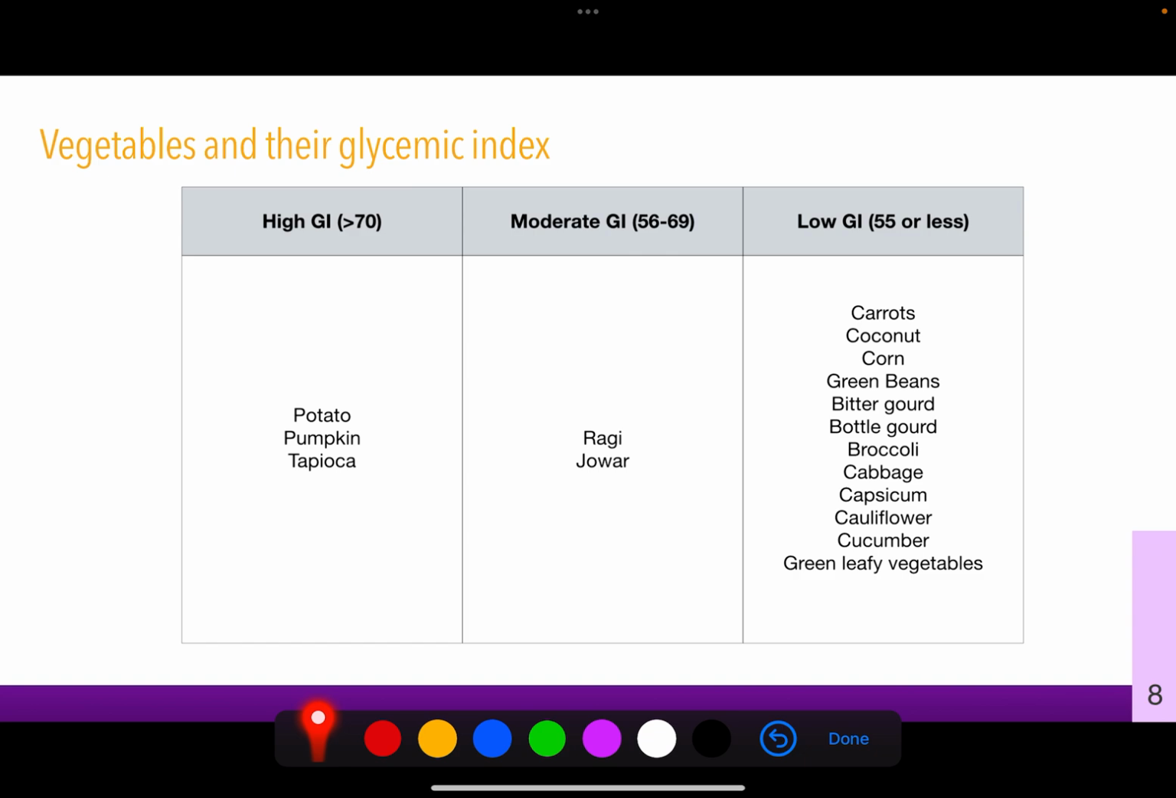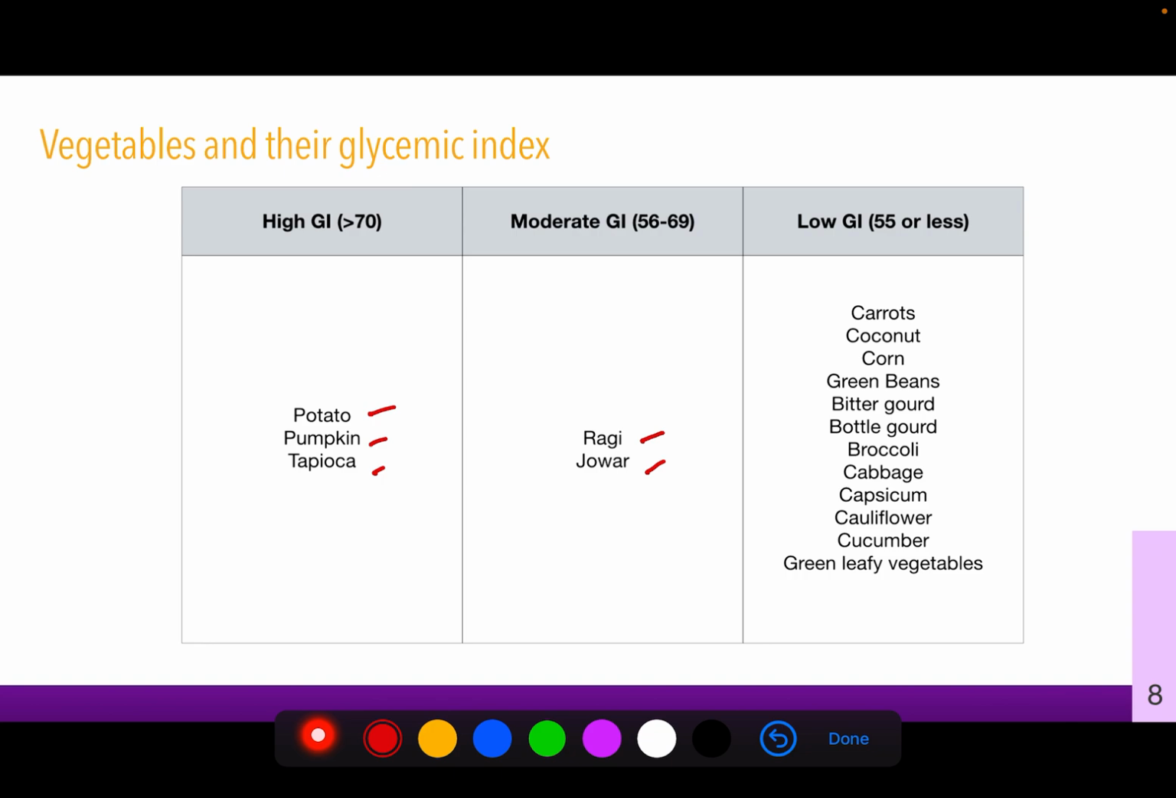Vegetables, same thing. Potato, pumpkin, tapioca have a high GI. So they can shift to moderate or low GI foods. Instead of white rice, they can shift to millets, which we discussed. In the Indian scenario, it's easier for them to shift to ragi or jowar than to quinoa or brown rice, because these seem very common.